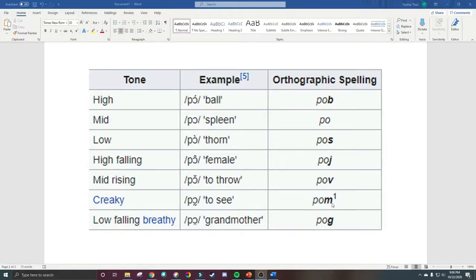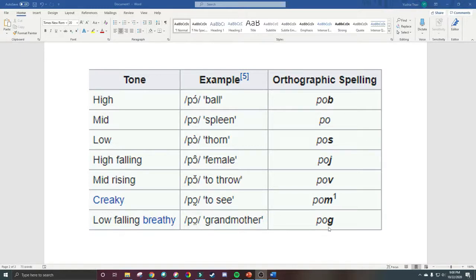C or C, it's ball. Ball. And then the G is the low falling breathy. So I would demonstrate it for you.